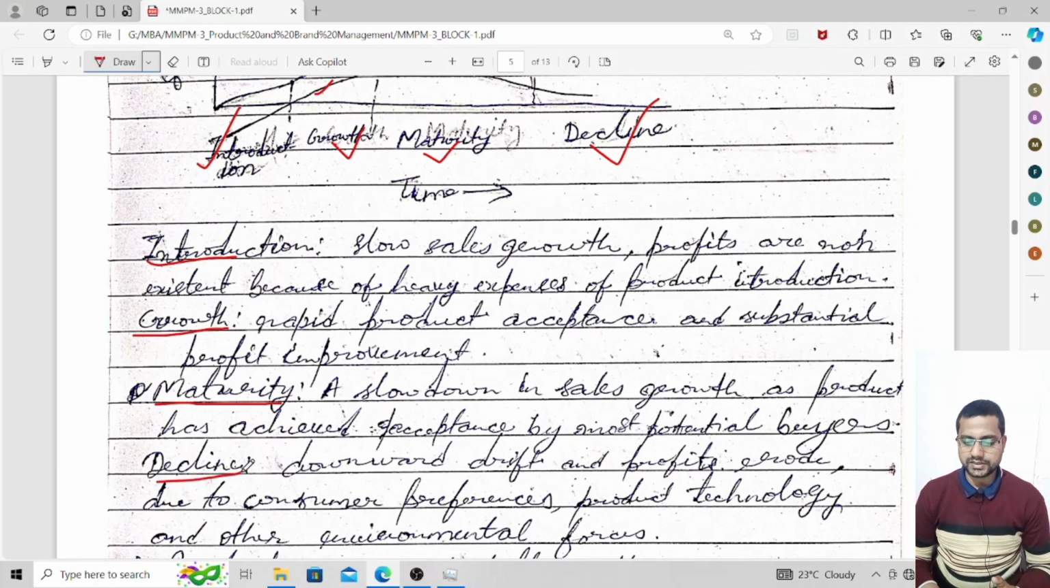Then you have the decline stage. Decline stage means downward drift and profit erosion. Downward drift means the demand for the product drops, and the profit also erodes, because profit is directly related to demand. If there is more demand, more customers will buy, and more profit will be gained by the company.